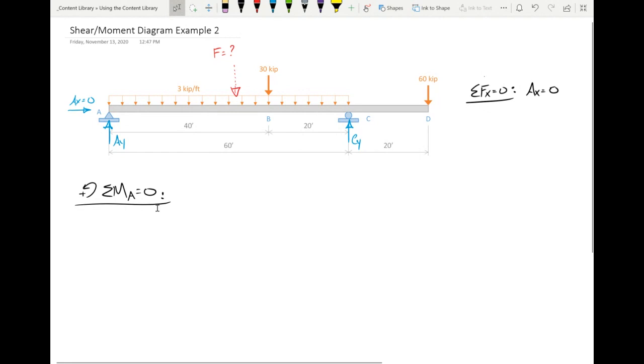Anybody got an answer for me on that? So 3 kips per foot, and the total length is 60 feet. Okay, there we go. Yeah. Is everybody okay with that? Because that was a slow response, and I want to make sure that we're not rushing forward through here.